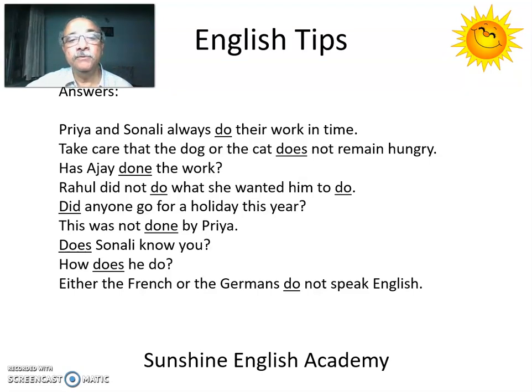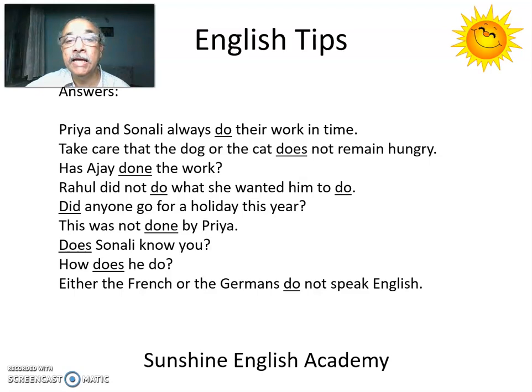Next, Rahul did not do what she wanted him to do. In the first part of this sentence, Rahul did not do. Did is the helping verb and do is the main verb. After do, does, or did, the main verb must be in the base form.